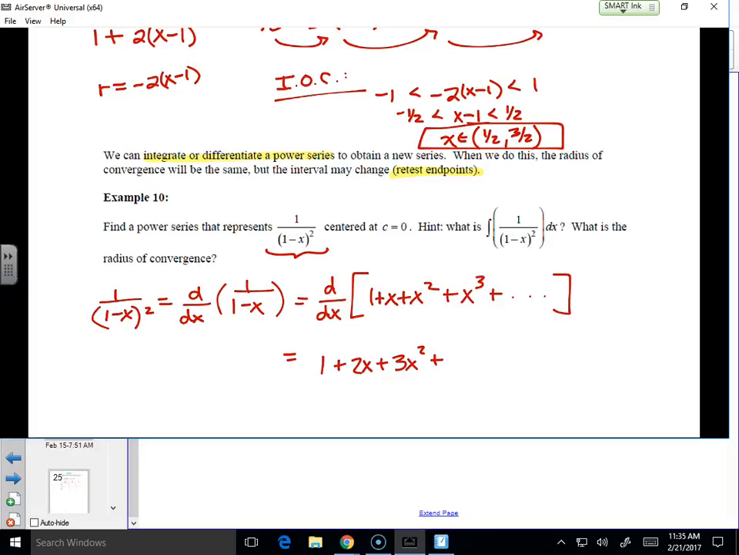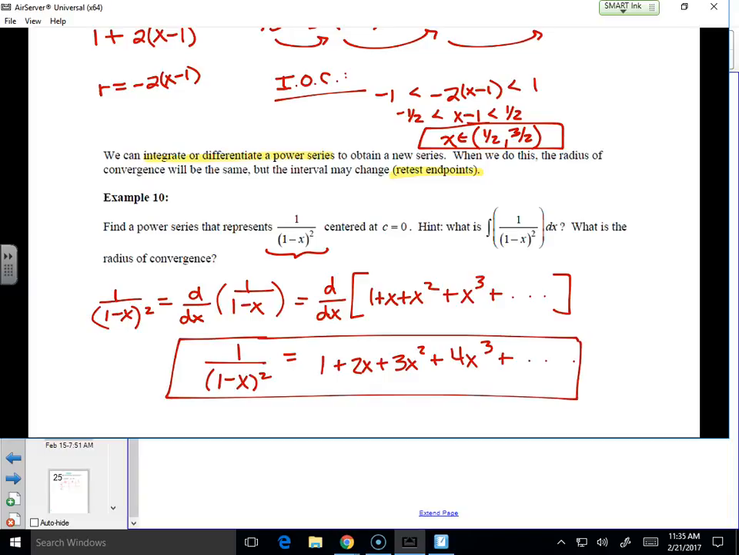So not all power series are necessarily formed by just manipulating what we have. Then what's R? Is R still 1 minus x squared? Or is it not a geometric series anymore? It's the derivative of a geometric series, but is no longer a geometric series. So how are we going to do the interval of convergence? Wait, when we differentiate or integrate, the radius stays the same, but we have to test the endpoints.